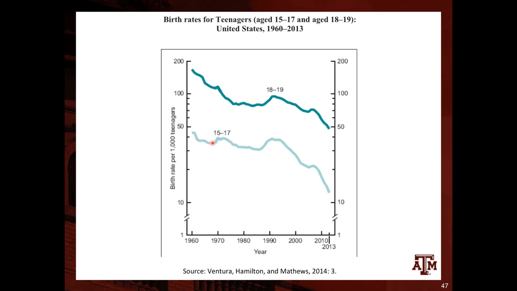And the differentials have been kind of stable over time. And the variation that you see over time is pretty much similar among these two age groups. But now, in more recent years, around the end of the 2000s, you see a deeper, more steep decline in the birth rate for teenagers, both those between 18 and 19 years of age, and those between 15 and 17.